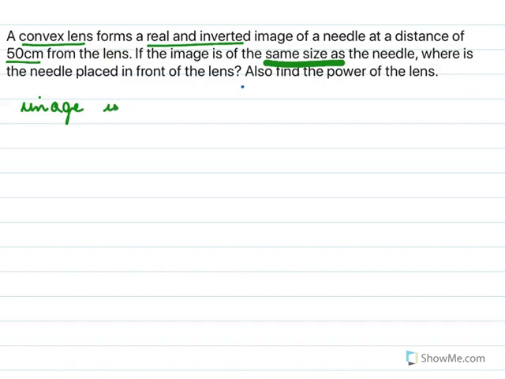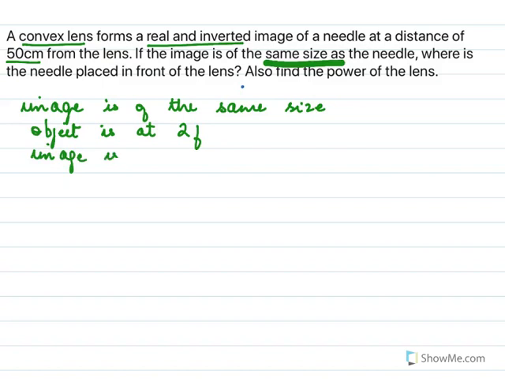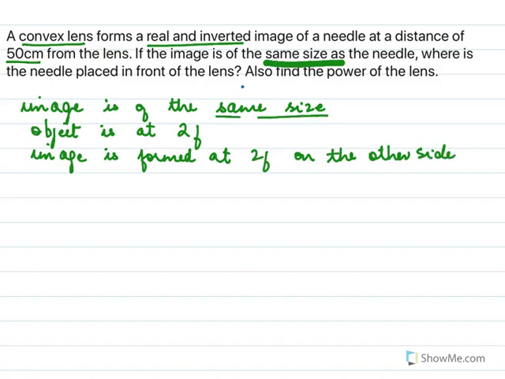Image is of the same size, which means object is at 2f, that's when we get same size, and image is formed at 2f on the other side. This always happens when it is of the same size. The object is at 2f and the image is also at 2f.